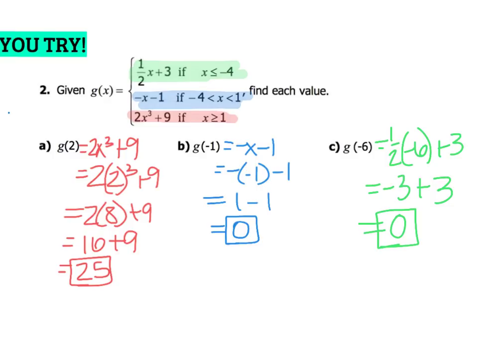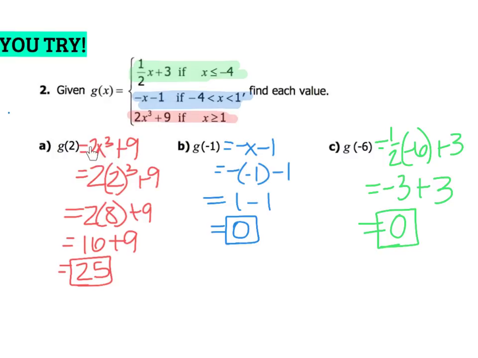All right, so for part A, we're saying g of 2. Our x is 2, so we want to look at what domain this falls in. Is it less than or equal to -4? Is it between -4 and 1? Or is it greater than 1? Well, 2 is greater than 1, so this is the function we're going to use.